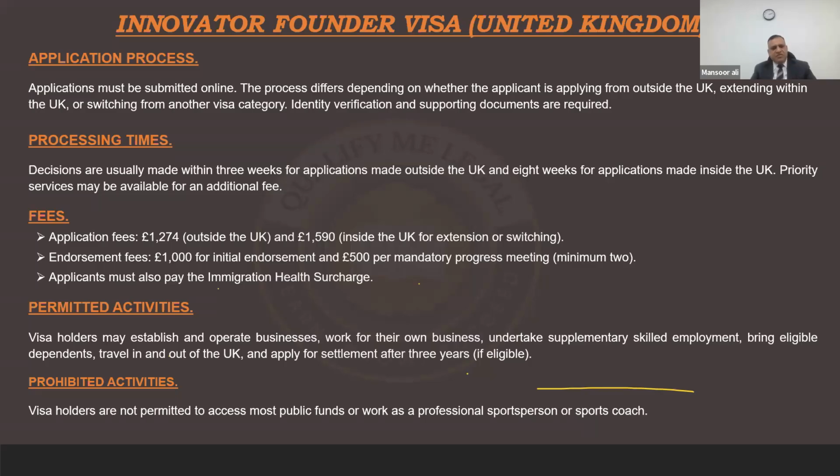So you need to pay three fees. First is application fee, second one is endorsement body fee, and the third one is immigration health surcharge. So these are the fees which you need to pay in order to get innovator founder visa. And there are certain activities which are called permitted activities under this category. You can establish and operate your own business, or you can enhance your skill, and you can bring your own dependents. You can travel a number of times from outside the UK.